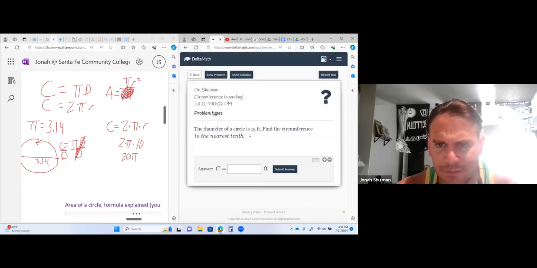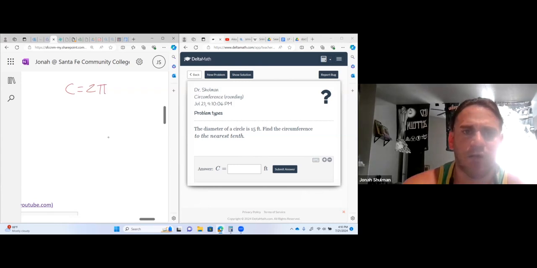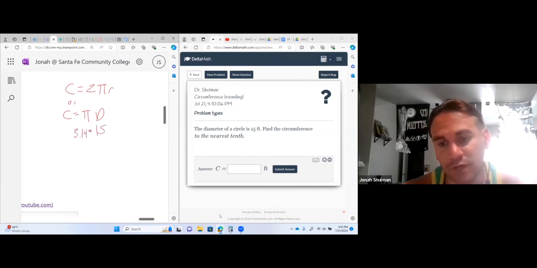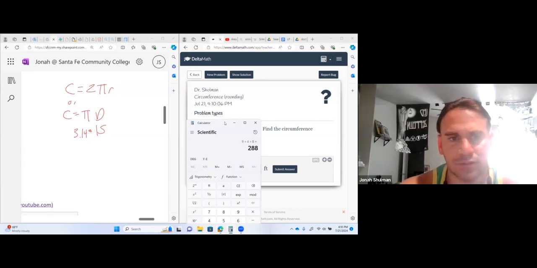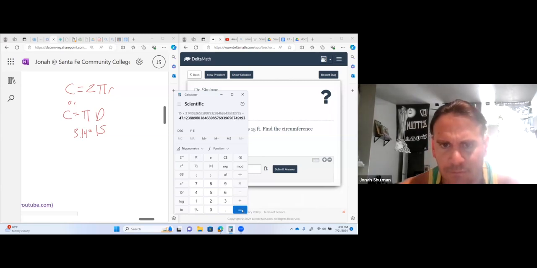A diameter is 15. Find the circumference to the nearest tenth. Okay, so we got to do some rounding. Basically, the circumference is 2 pi r, or pi times diameter. So we have our diameter, and they want to multiply this by pi, 3.14. We're going to have to round right here. So our answer is going to be 15 times pi, wherever pi is hiding from me. There it is. We have 47.12.